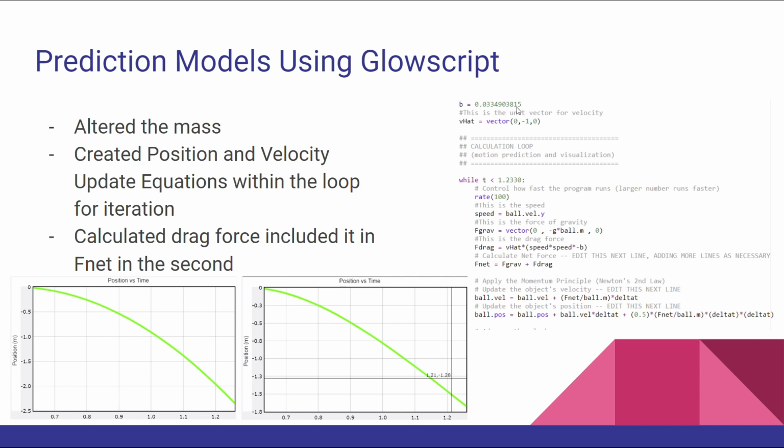And then to get the force of drag, I just multiplied v hat, which is that vector right there, times speed squared times negative b, just like the equation given. I have speed right there, which is basically just the y component of velocity. Then here's the force of gravity, then here's net force, and then these are the two update equations that I was talking about earlier in the video. This is the velocity update, and here's the position update. These are just the code versions of the kinematic equations right here. So that's how I did the code.